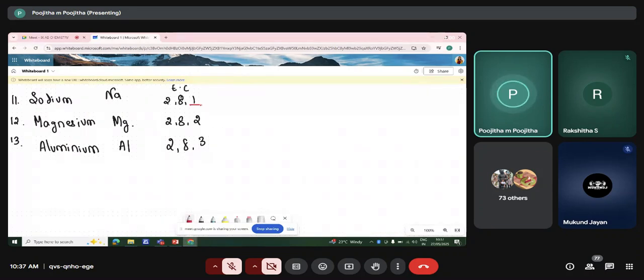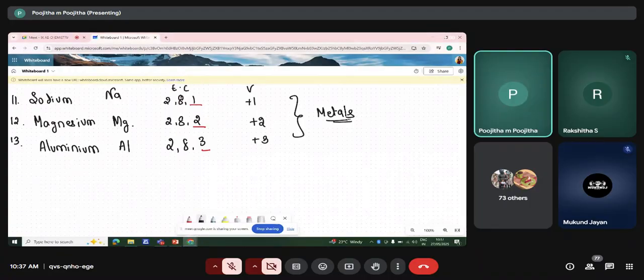What do you observe? These elements have 1, 2 or 3 electrons in their outermost shell. So they have a tendency to lose electrons. Sodium loses 1 electron, so valency is +1. Magnesium loses 2 electrons, valency is +2. Aluminium loses 3 electrons, so valency is +3. All these 3 elements are what type of elements? They are metals.